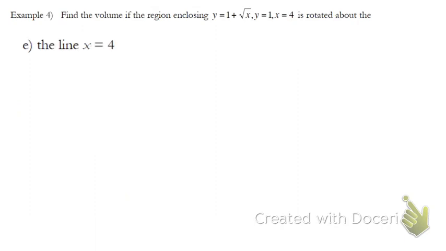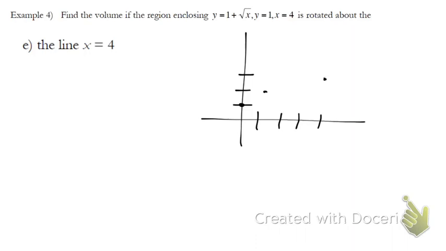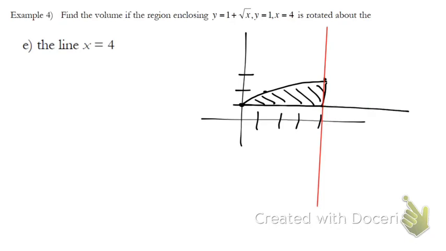All right, same shape, but new line that we're revolving it around, so let me sketch it one more time. All right, so there's my shape. This time we're revolving it around the line x equals 4, which is a vertical line. So notice that for this piece of our problem, everything should be in terms of y because we're revolving around a vertical line. So let me show the reflection of what this looks like if I revolve it around this vertical line.